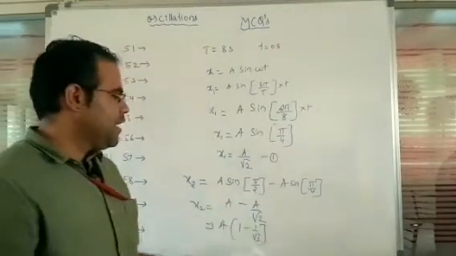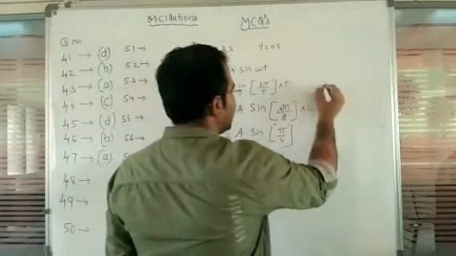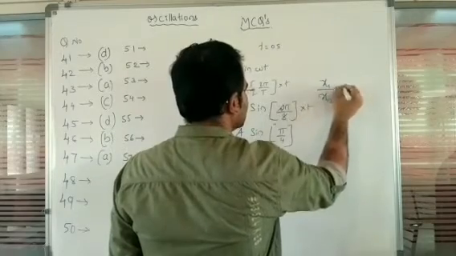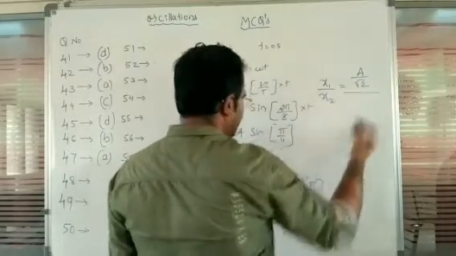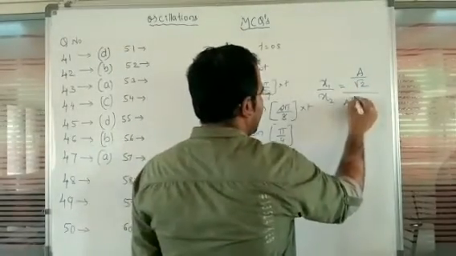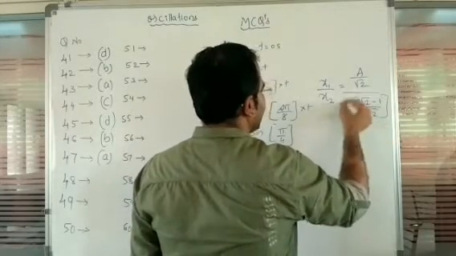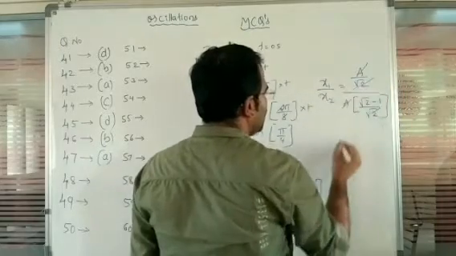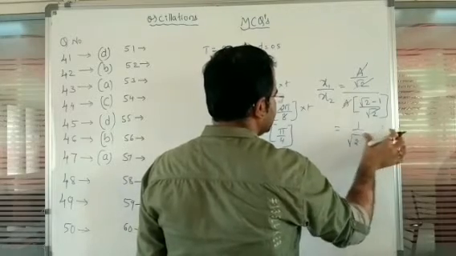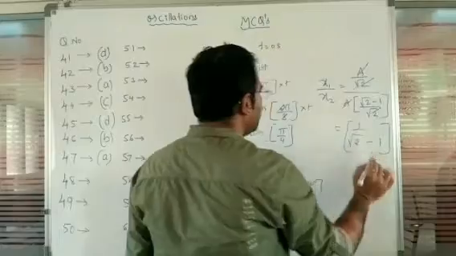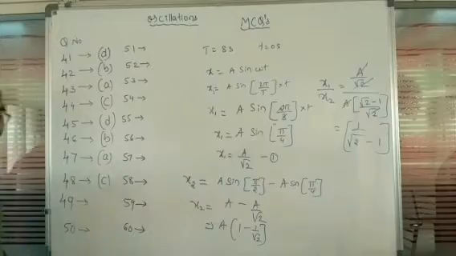Now we will make the comparison of these, the first second and the second second. So first with respect to second is x1 divided by x2. So x1 value is what we obtained here, A divided by root 2, again divided by A multiplied by root 2 minus 1, again divided by root 2 here. So A gets cancelled here, root 2 gets cancelled here. So we get 1 divided by root 2 minus 1. So the option for question number 48 is option C.